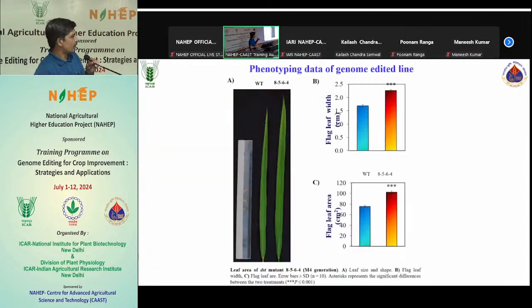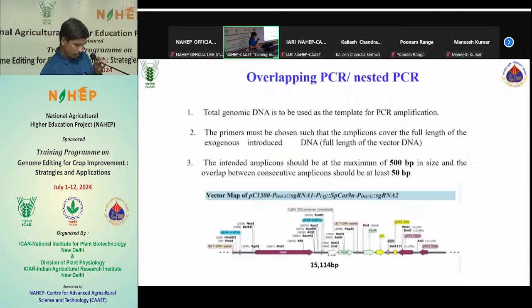For instance, I have given one example. The mutant has broader leaf width and also larger flag leaf area, which is one of the phenotypes. I mentioned only one. Several phenotypic characters were also there in the DST mutant, which increase yield and also give stress tolerance. So for preparing the dossier, this is one of the important parameters.